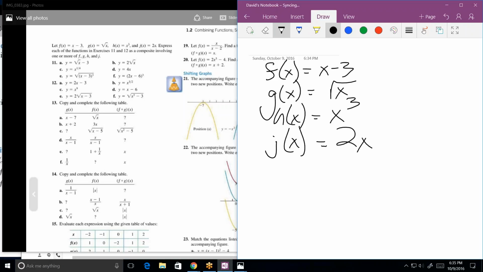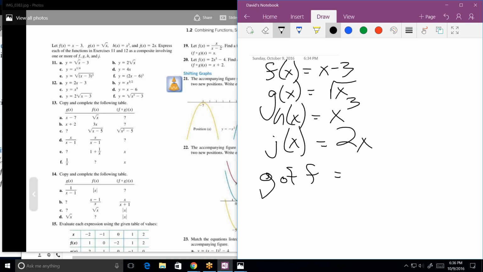So how would I write 11a in terms of those functions? I would need g of x, and I would need f of x. So how would you write it? Is it f of g or is it g of f? I believe it would be f of g. Let's try both of them. Tell me what g of f is.